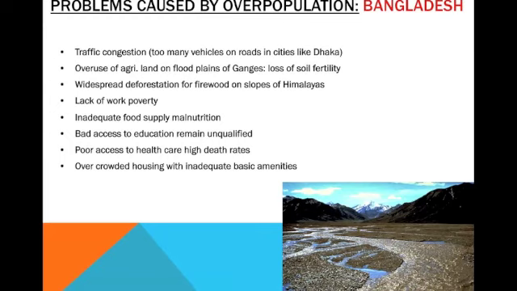Since people use the land way too much for agriculture, so they farm on it a lot too often, the soil becomes less fertile. So a nicer way of saying that: loss of soil fertility because of overuse of agricultural land on floodplains of the Ganges. Okay, widespread deforestation for firewood on slopes of the Himalayas.